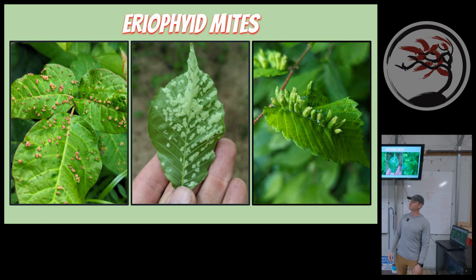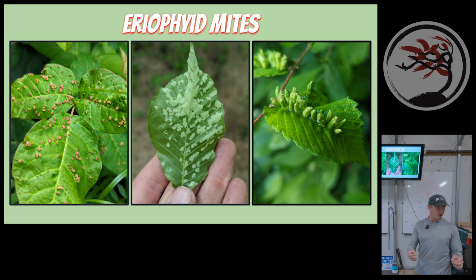This is one I just found by my house a couple days ago. This is poison ivy mite gall. Really beautiful. It also has the nice advantage of making poison ivy a little bit more obvious. In the middle, this is beech erinium mite. This is a really common one. I'd be really surprised if you hadn't seen this. Or you can just say mite galls on beech.